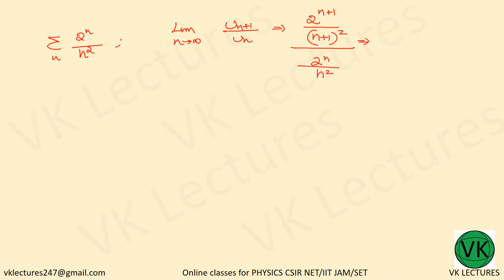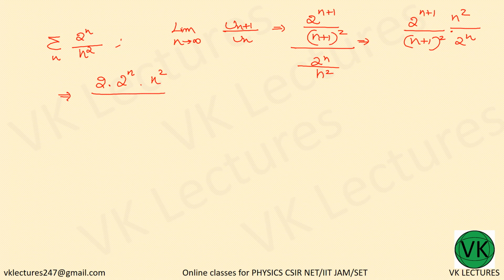Now you can write it as (2^(n+1)/(n+1))² into this one, n² divided by 2^n will go to the numerator. Now just a few simplifications. 2^(n+1) can be written as 2 into 2^n into n² divided by (n+1)².